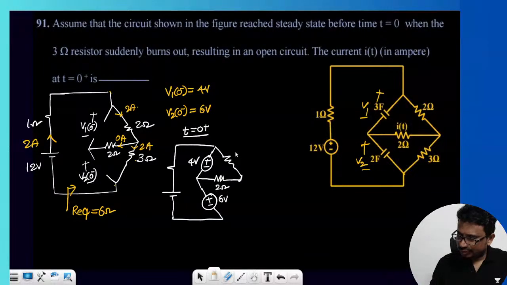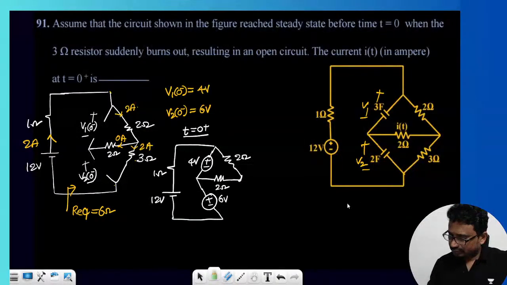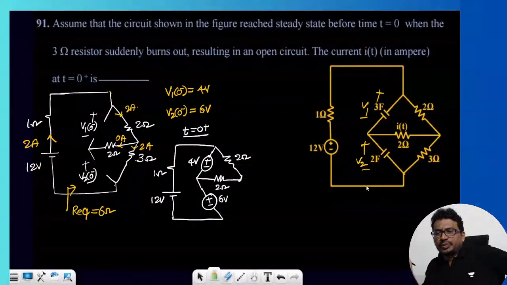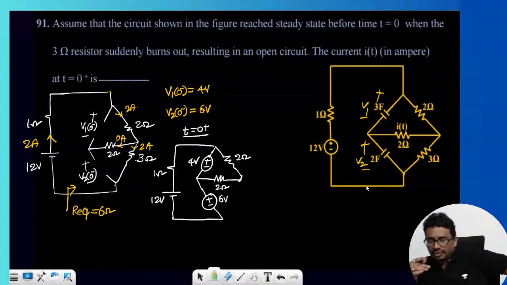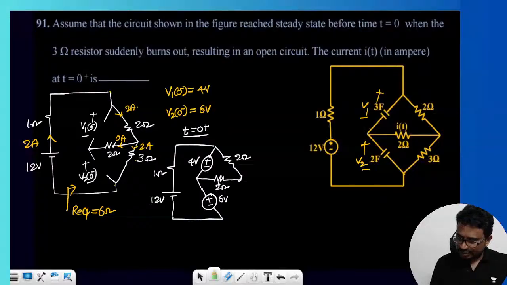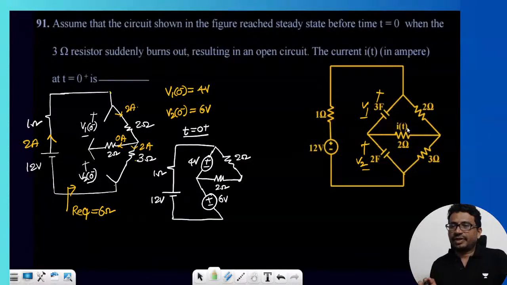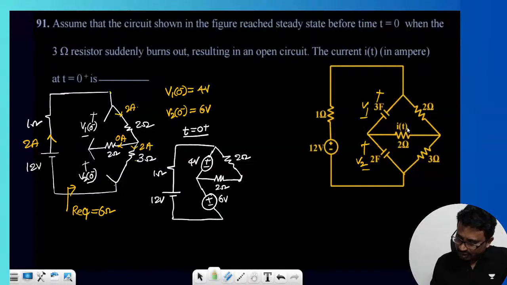Now this is 2, and this is another 2, and this is 1, and this is 12. Done. Now you tell me, we need the current through this resistor. They didn't give the direction, so we'll simply find the magnitude.